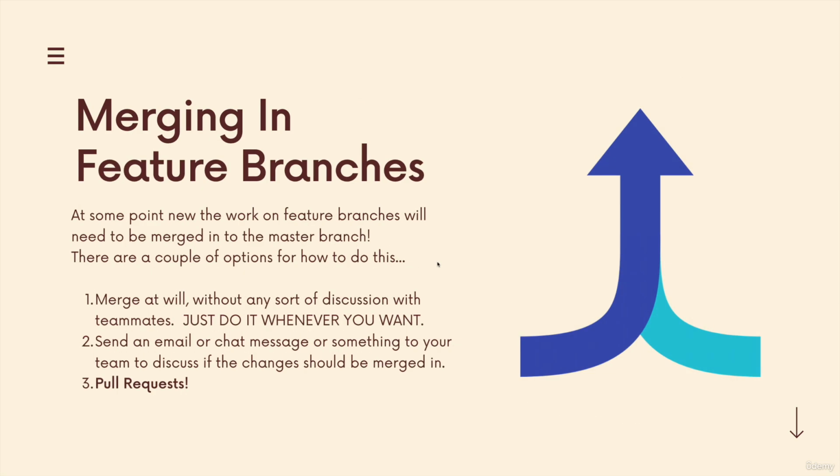The thing that we have neglected to talk about with working on feature branches is the inevitable merging of those feature branches, or at least some of them. We need to merge them into the master or main branch. And how we do this is up for discussion. That's what we're going to talk about next.